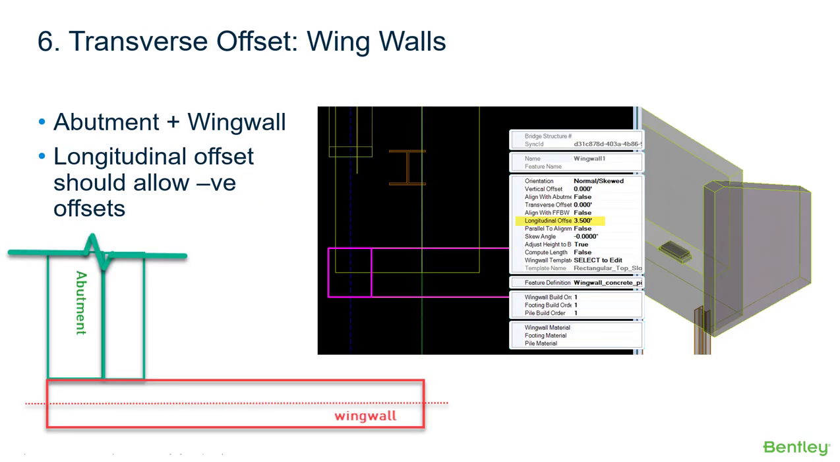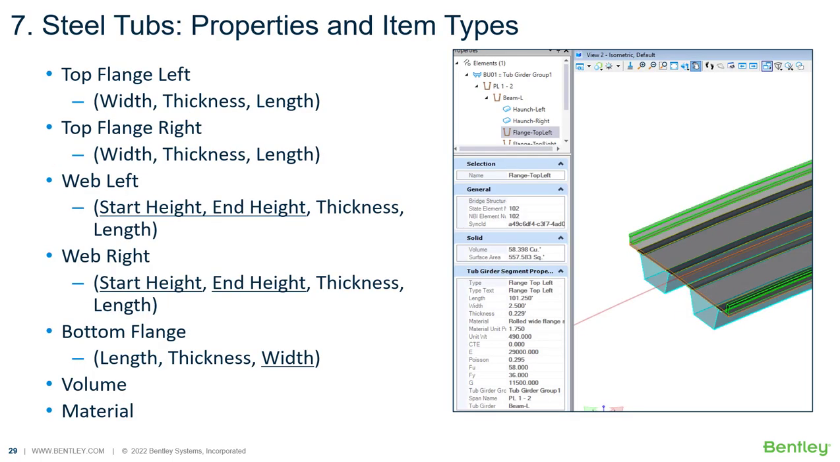The next one we have is the offsets in wing walls, where now we can do longitudinal and transverse offset using our 2022 Release 2 version. In this release, steel type properties and item types are also available for the different segments like flanges and webs, and volumes and materials are all available.